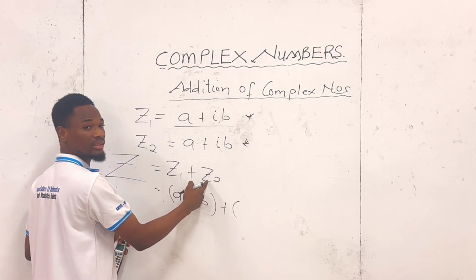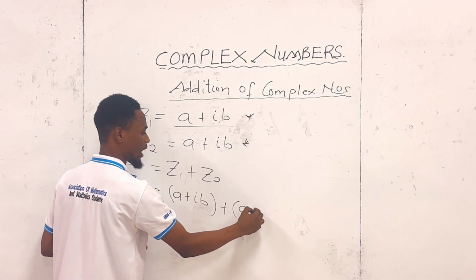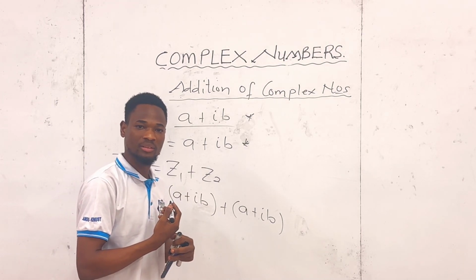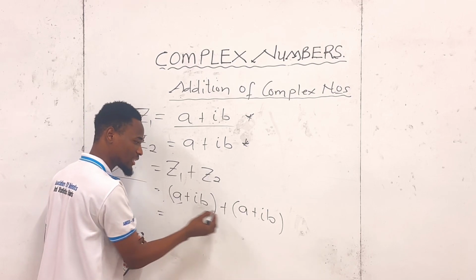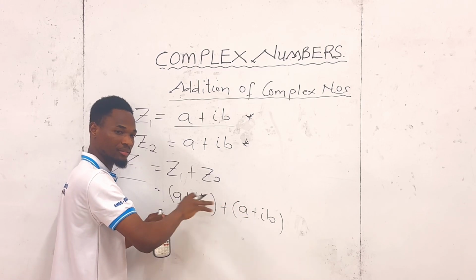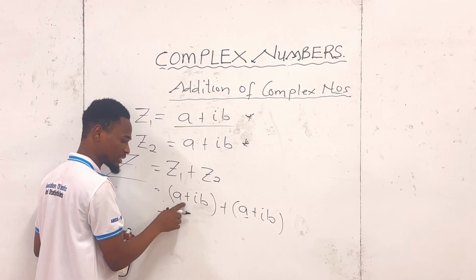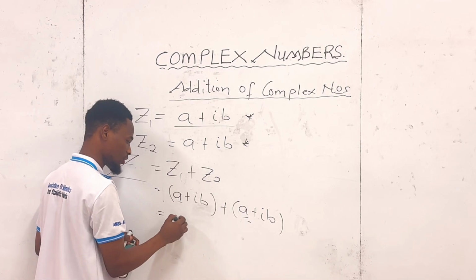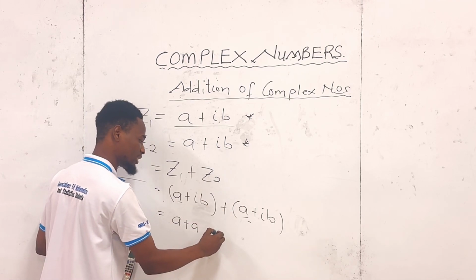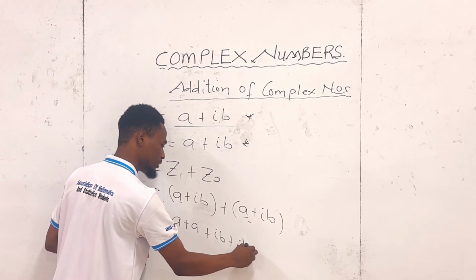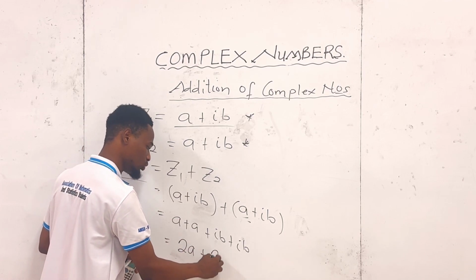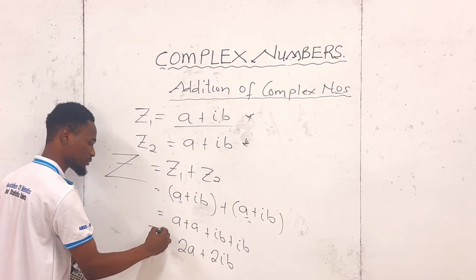Then plus Z2, which is A plus IB. Then you group like this: the corresponding real parts and the corresponding imaginary parts. The real number parts are A and B. So A plus A over here. Then you add the imaginary part, which is IB plus IB. Then you can simplify. So I have 2A plus 2IB, giving you this.